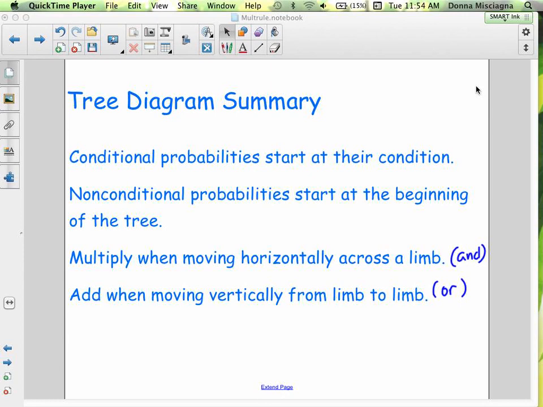We multiply when moving horizontally across the limb. In other words, if we want to find the probability of this and that, we're going to multiply the probabilities as we move down the limb, across the limb. If we want to find the probability of this or that, we're going to add the probabilities from the different limbs. Right? So let's take a look at what that looks like with a problem that's in your notes.